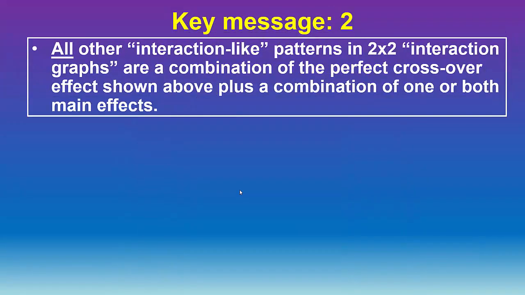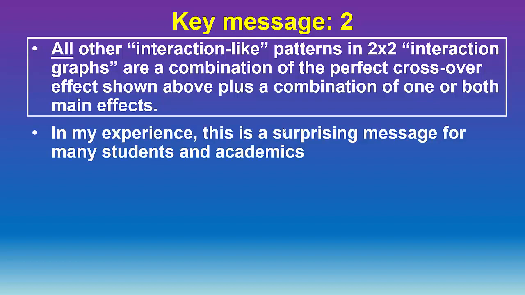The second key message is that all other interaction-like patterns in those 2x2 interaction graphs, which we're used to looking at, we look at them and we see things which look like interactions, they're interaction-like patterns. They're actually a combination of a perfect crossover effect that I've just shown you, plus a combination of one or both main effects. And the direction and differing sizes of those effects in combination give you the graphs that you're familiar with. And that's actually, I think, quite a surprising message for some people.